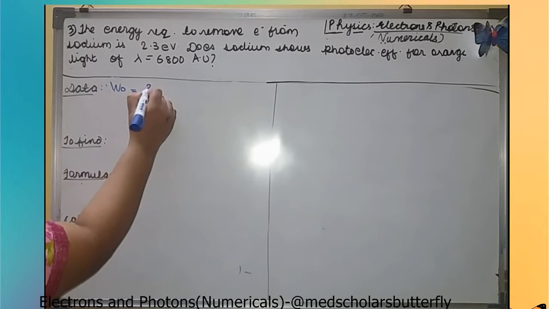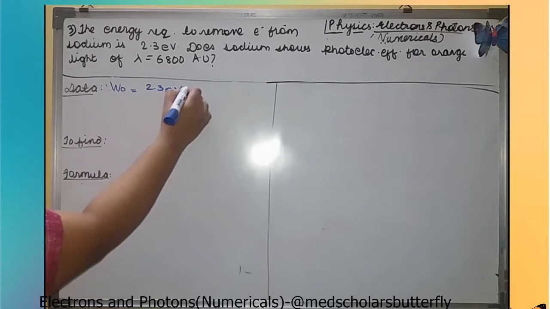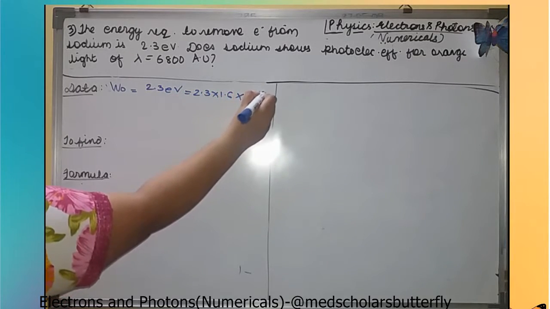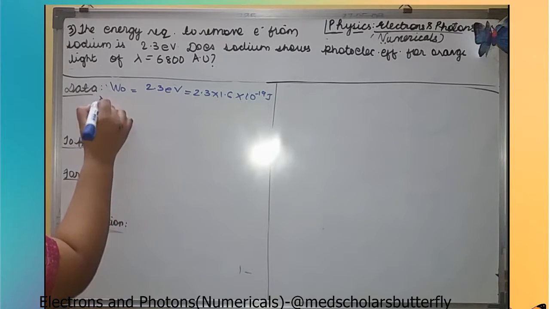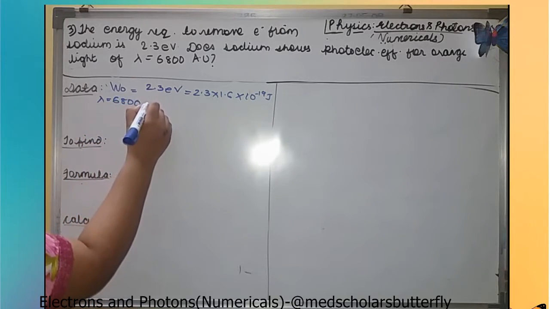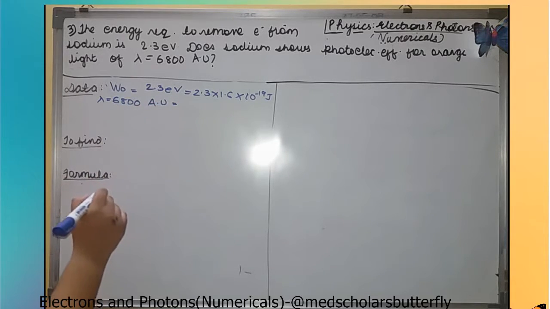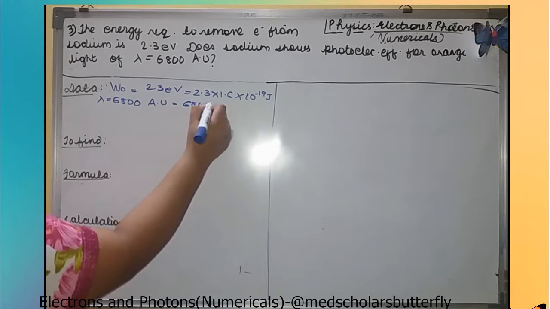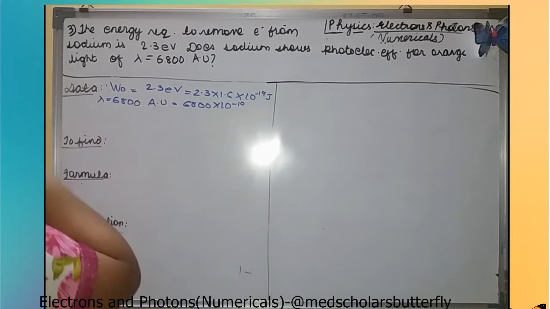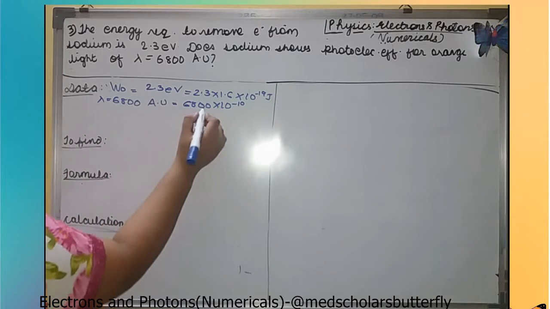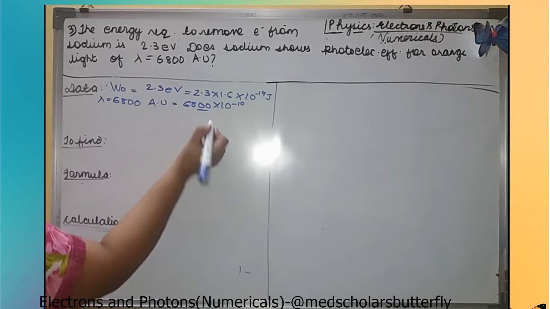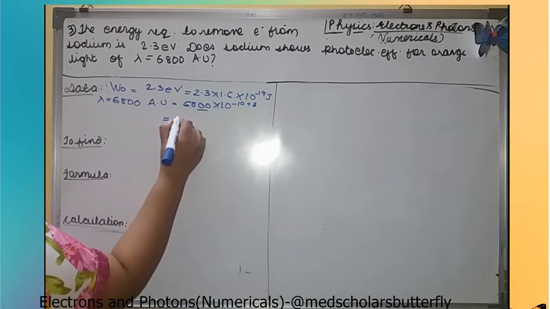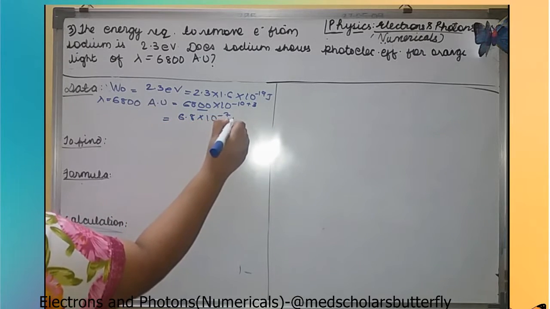First is W0, which is 2.3 electron volt work function. Convert it into joule, so it will become 2.3 into 1.6 into 10 raised to minus 19 joule. Wavelength is given to us, 6800 Angstrom unit. Let us convert it into meter. This will become 6800 into 10 raised to minus 10. But since it has 2 additional zeros and we will put a decimal, we will add 3 here. So this will become 6.8 into 10 raised to minus 7 meter.